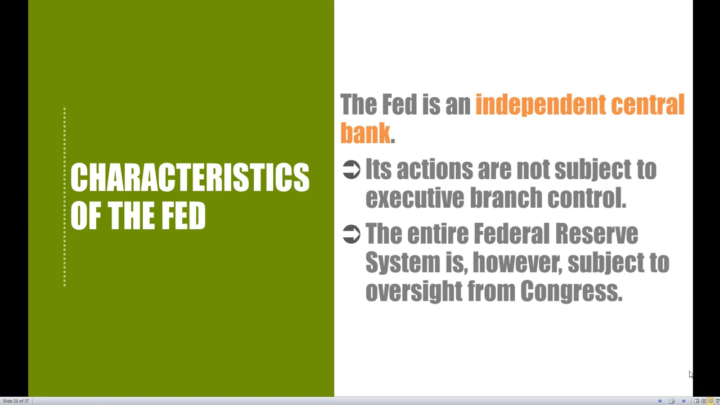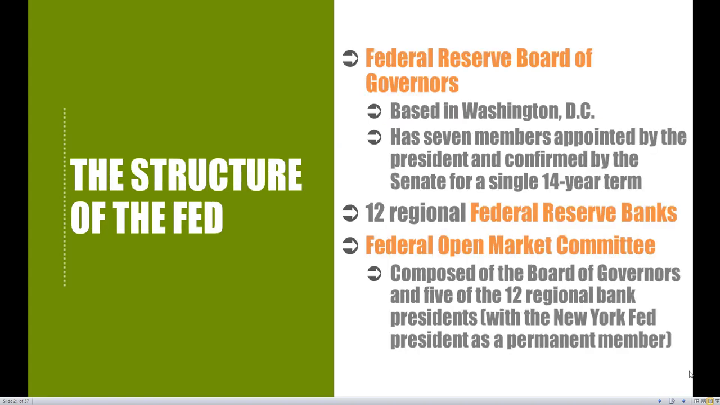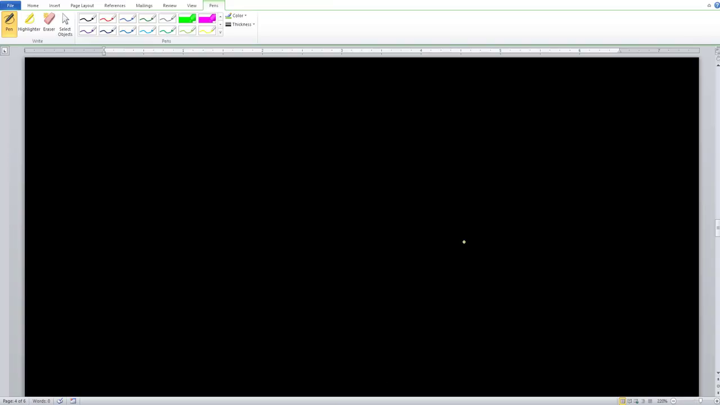So take a look at the structure of the Fed, and the Fed actually has three parts to it. They have the Federal Reserve Board of Governors, they have the 12 regional Federal Reserve banks, and the Federal Open Market Committee. So let's go ahead and take a closer look at each one of these pieces and see which one's going to be the most important one that we spend the most time on. So here, take a look at the structure of the Fed.